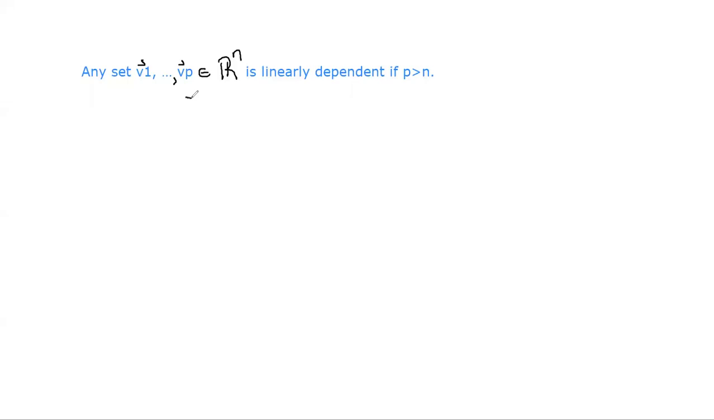This is pretty easy to see. Let's say we have 3 two-dimensional vectors. So let's say our 3 vectors are 1, 2, 3, 4, 5, 6. And again, we're looking at this in a homogeneous equation. If we look at this, there are at most 2 pivot positions. But there are 3 variables. That means automatically we have to have a free variable. It's impossible not to. So these are automatically linearly dependent. We have more vectors than the dimension of our space. We're linearly dependent.